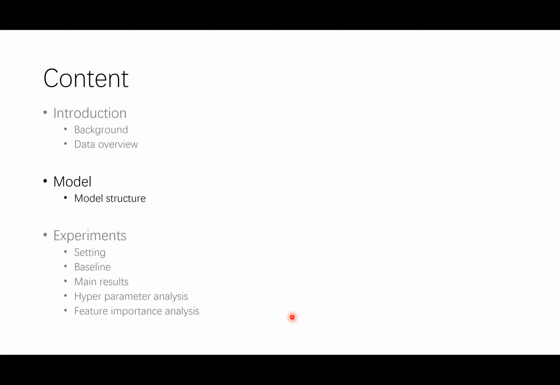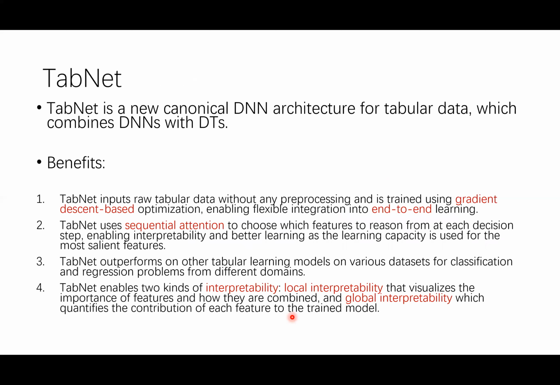And now let's describe the model structure. And our group mainly used the TabNet for the competition. It is a new canonical DNN architecture for the tabular data, and it combines the DNNs with decision trees. And here are the benefits of using TabNet.